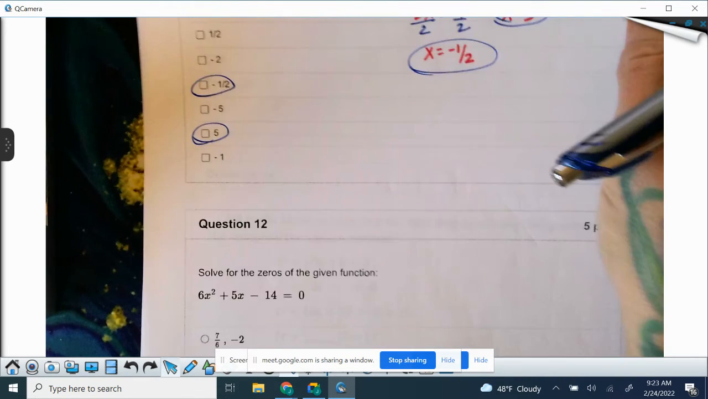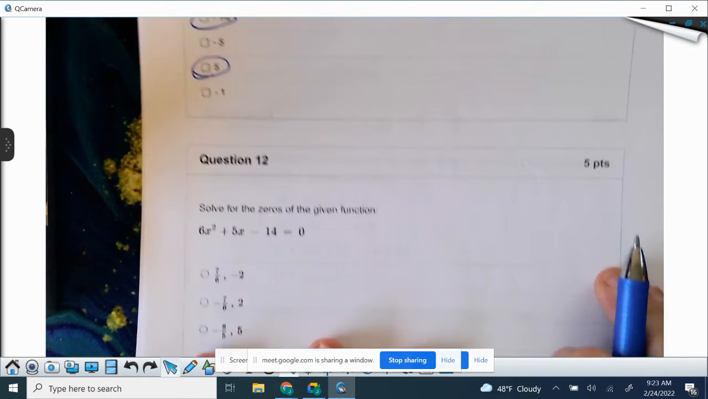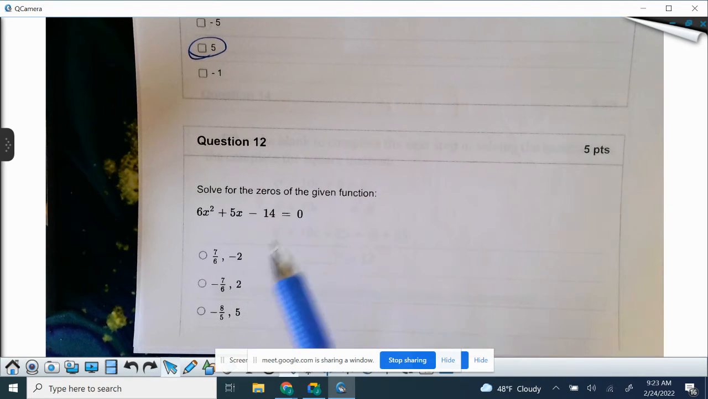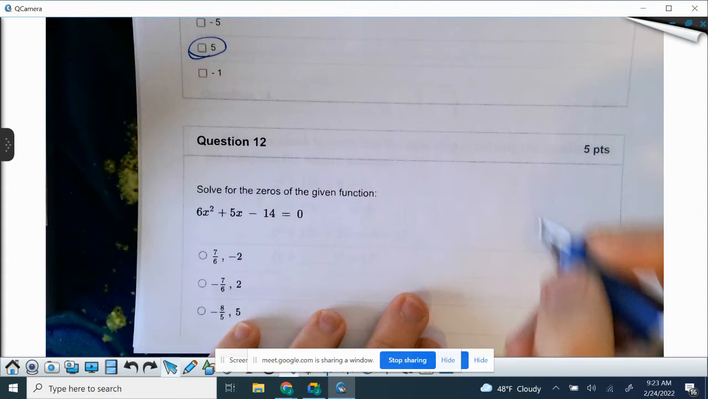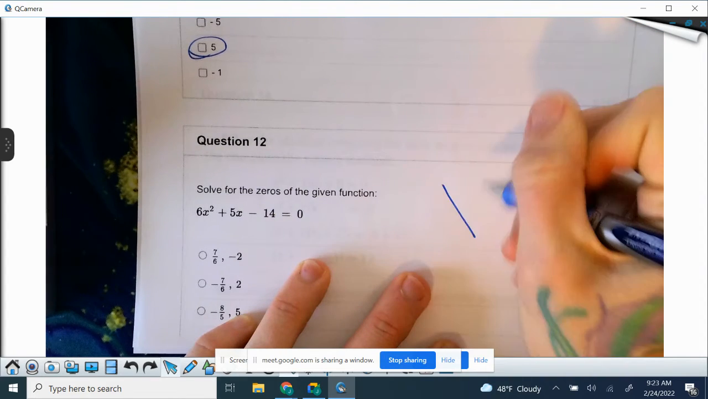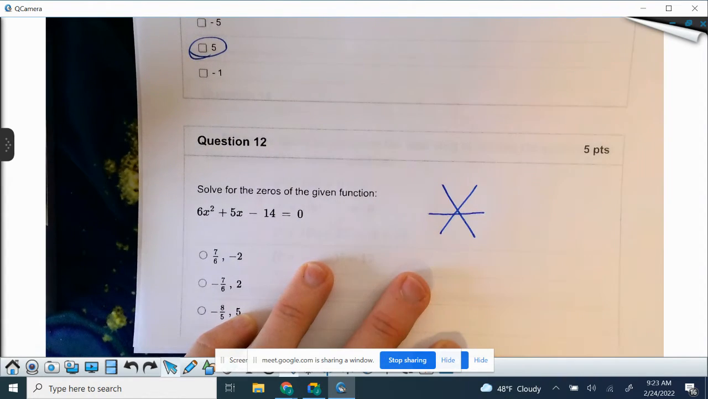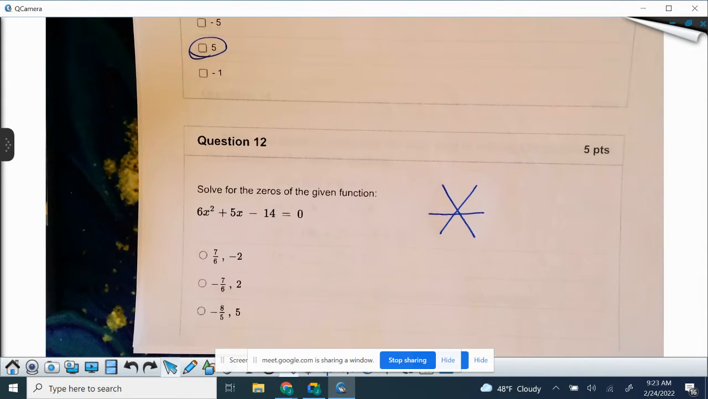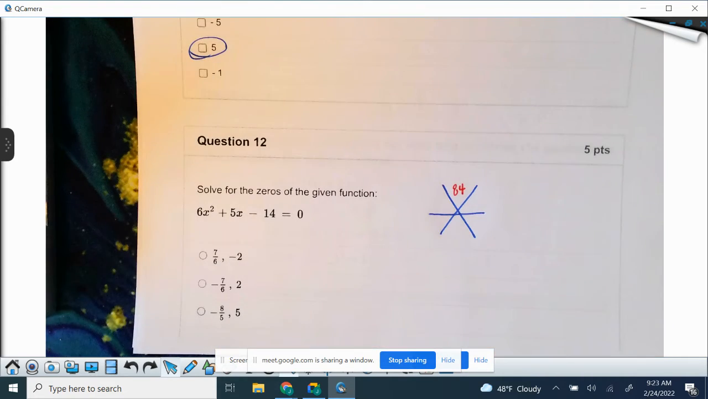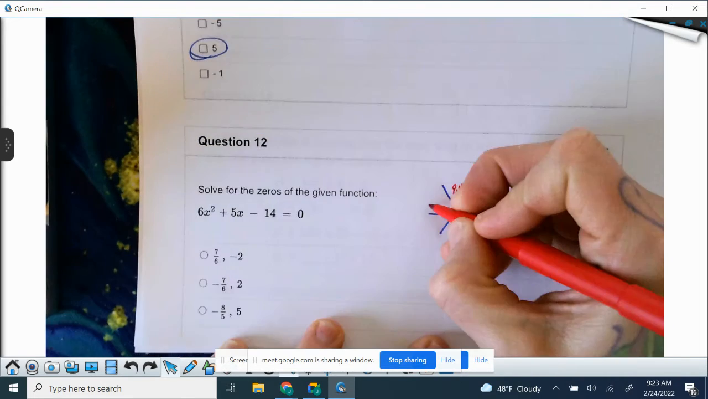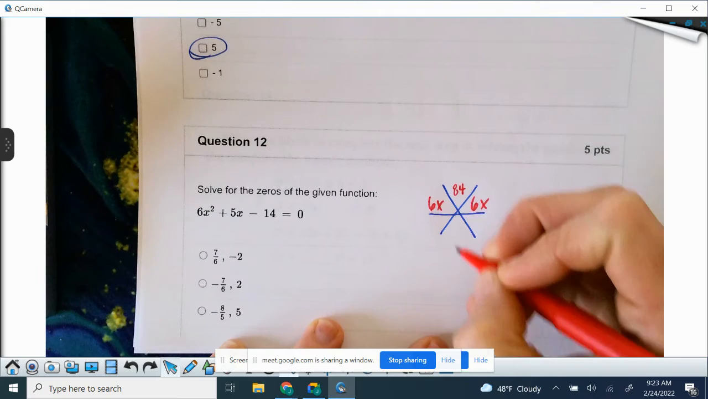12, we're factoring again when a is not 1. Check for GCF first. Always check for GCF first. And then I'm going to do big star. So 6 times 14 is 84. And then I have 6x, 6x, and 5.